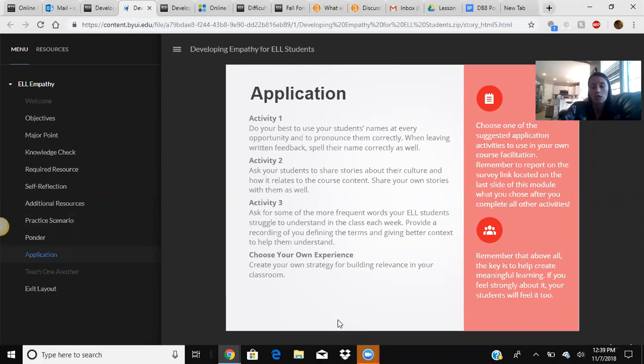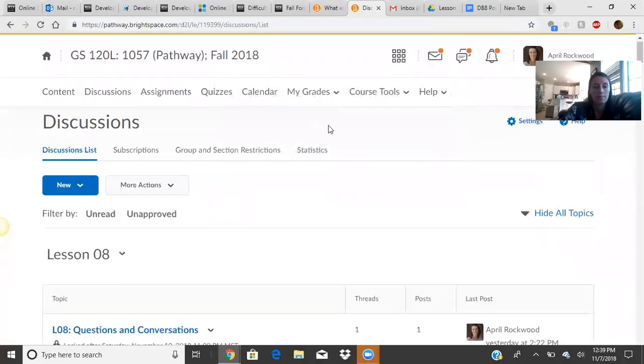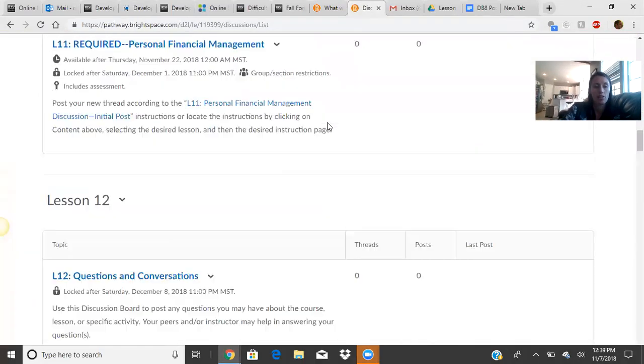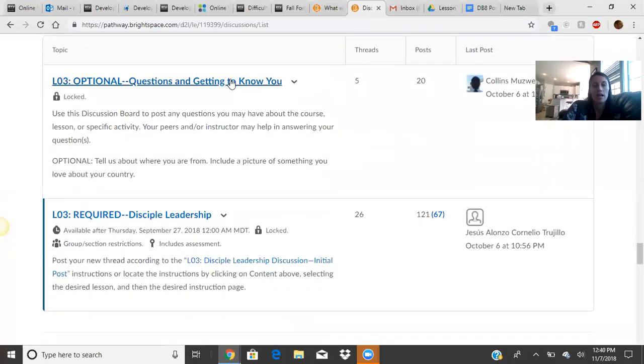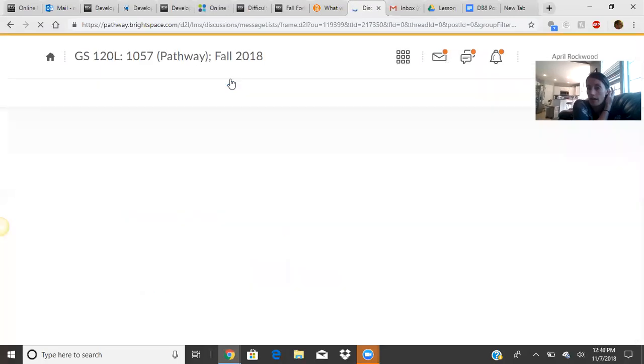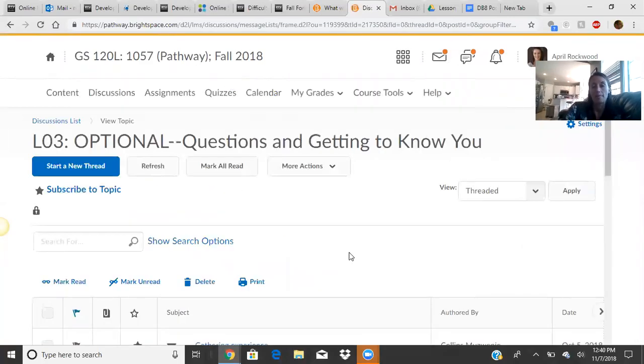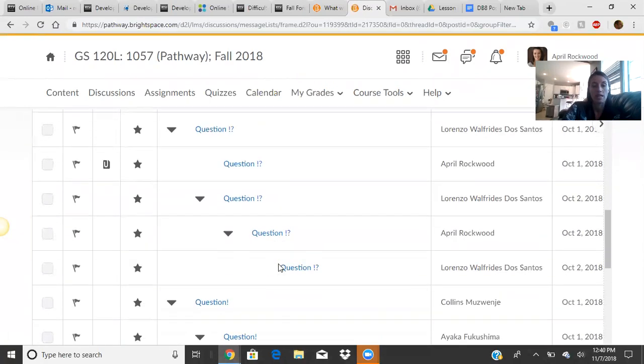The way I chose to do this was, starting in lesson 3 when I finished the module, I added a thread on my optional questions and conversation board. Each week we had a getting-to-know-you question, and I had quite a few people participating, so I thought this was a good place to put it.